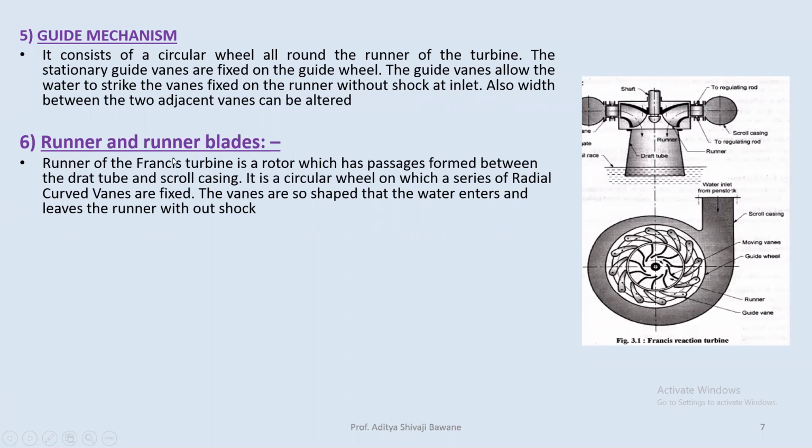Next components are runner and runner blades. The runner of the Francis turbine is a rotor which has passages formed between the draft tube and scroll casing. It is a circular wheel on which a series of radial curved vanes are fixed. The vanes are so shaped that the water enters and leaves the runner without shock. So these are shaped in such a way that they do not hamper or cause a shock to these blades. Water enters, gives its kinetic and pressure energy, and leaves axially.